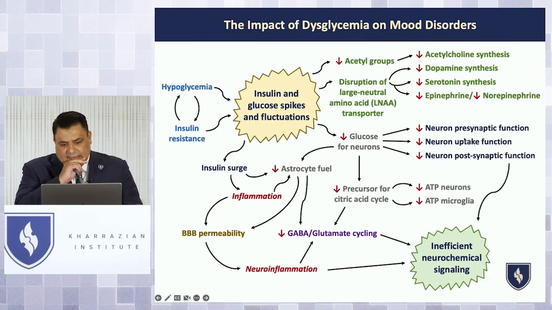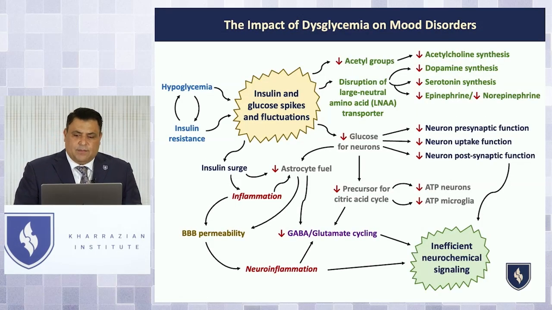So here you have a slide that kind of summarizes the key concepts that I've just been going over. So you see insulin resistance or hypoglycemia. There's actually always a little bit of hypoglycemia with insulin resistance. There's always a little bit of insulin resistance with hypoglycemia because there's a little bit of a roller coaster ride, okay? Now, these dysglycemia patterns are going to cause insulin and glucose spikes and fluctuations.